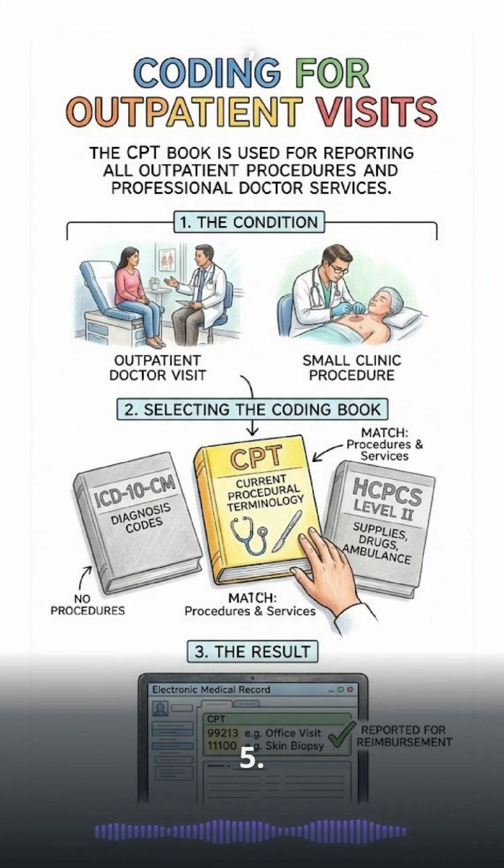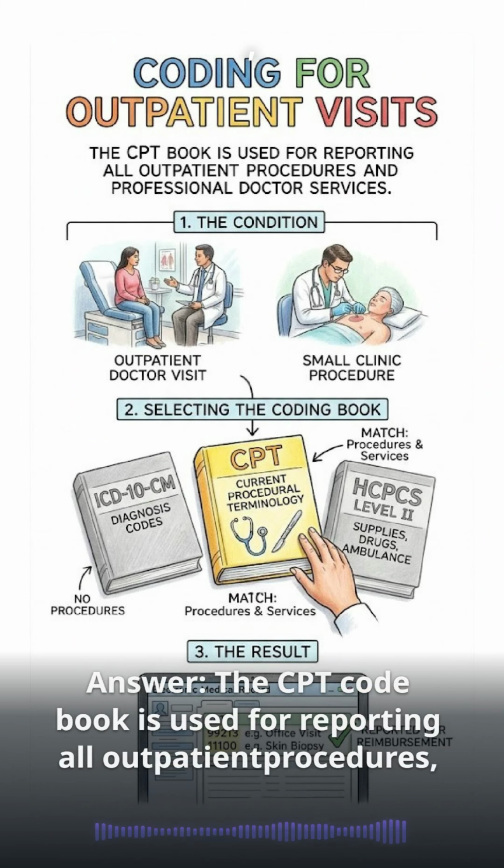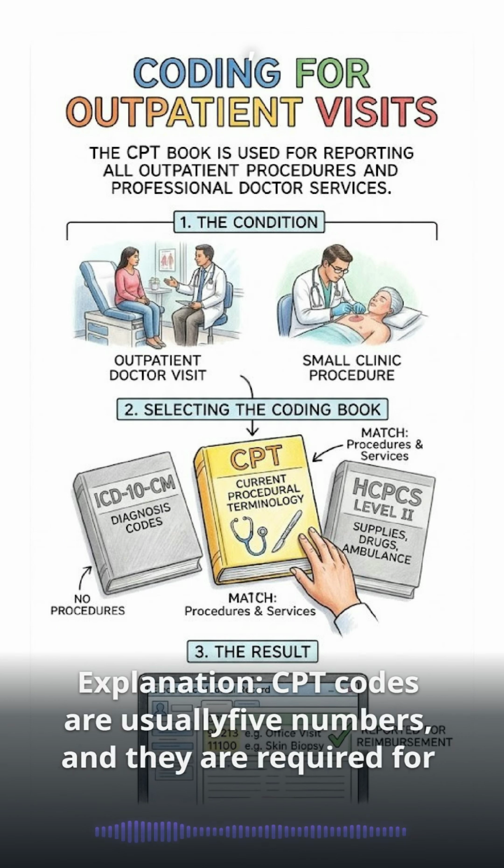5. Which coding book is used to report outpatient doctor visits and small outpatient clinical procedures? The CPT code book is used for reporting all outpatient procedures and professional doctor services. CPT codes are usually 5 numbers, and they are required for all Medicare outpatient claims.